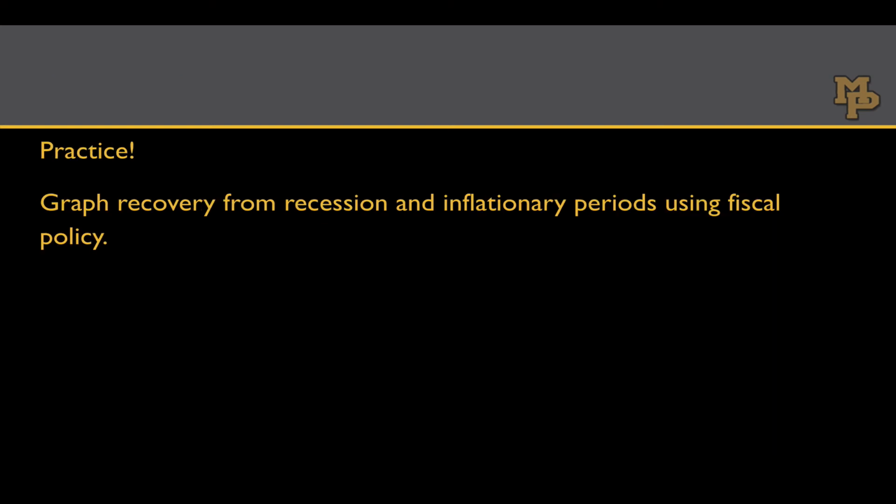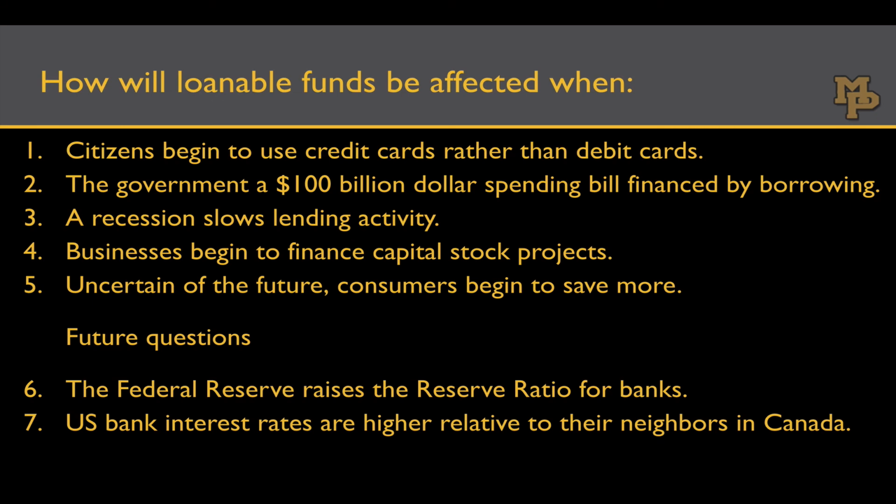All right, so let's practice a little bit with these documents and this new information that we have. Here I have 7 scenarios. I want you to pause the video and graph out what you think will happen to the loanable funds market. I put a couple of questions for the future that we'll discuss. Make a guess at what's going to happen. Number 7, I feel pretty confident that you can do. Number 6 may be a little tricky since we haven't talked about the Federal Reserve yet, but you can't hurt yourself to make a guess.